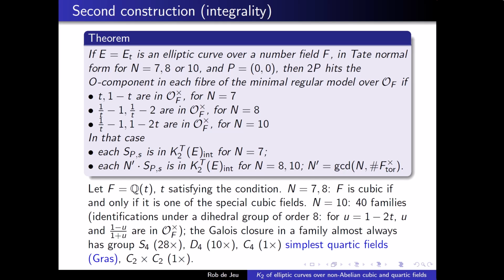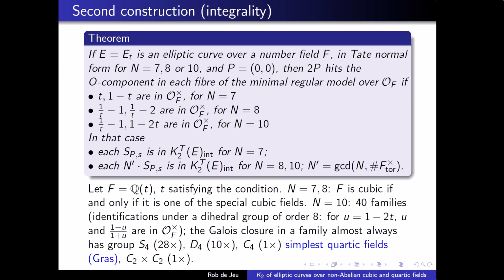So for n equals 7, you need t and 1 minus t to be special units, right? Then we go back to the exceptional units, so that means we go back to the special cubic fields in that case. For n equals 8, it's a small variation on the theme. It's basically the same kind of thing, but a different relation with the t. And then for n equals 10, you get a slightly different one. But if I go for n equals 7, I told you that 2P always hits the zero component. That means P hits the zero component, and the elements are always just going to be integral.